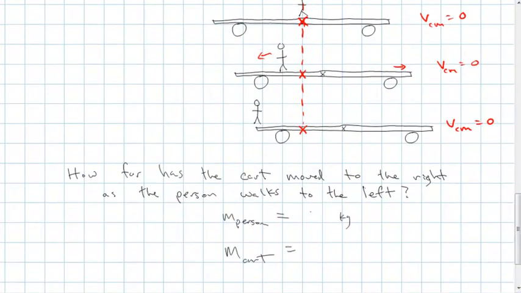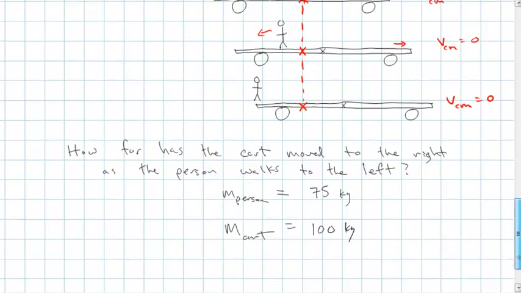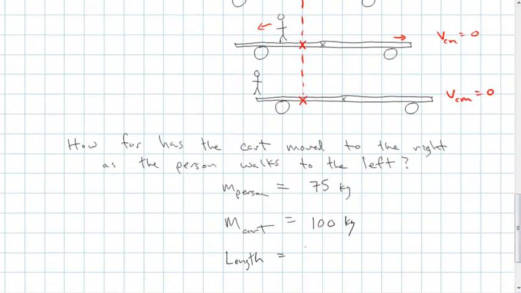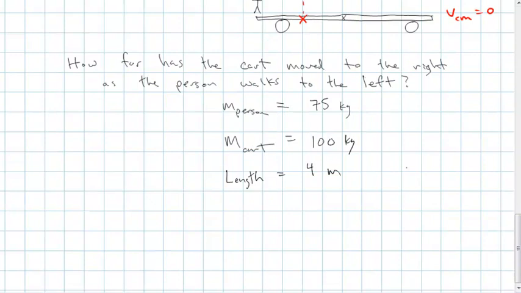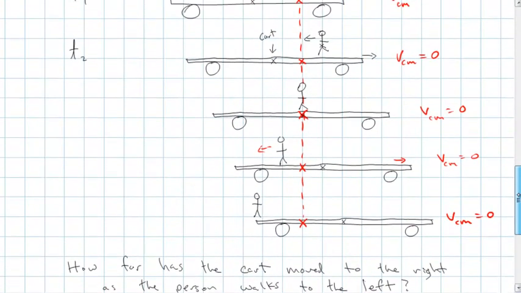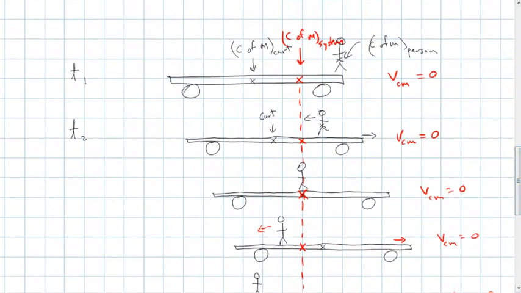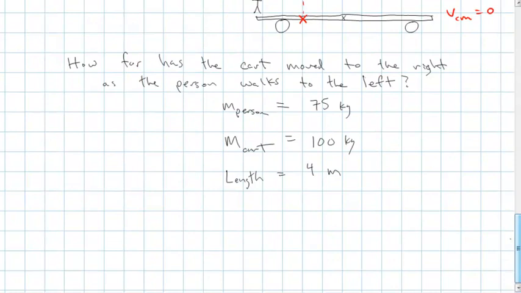Let's have the mass of the person be 75 kilograms and the mass of the cart be 100 kilograms and the length of the cart 4 meters. The first thing we want to do is pick our coordinate system. Why don't we take the left end of the cart? So this will be x equals 0. And we know the center of mass of the cart is in the center of the cart. So let's find the initial x center of mass.